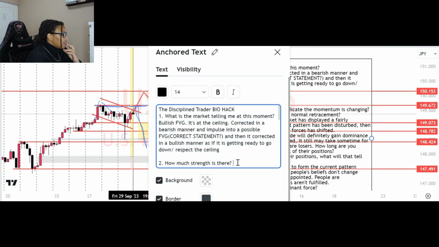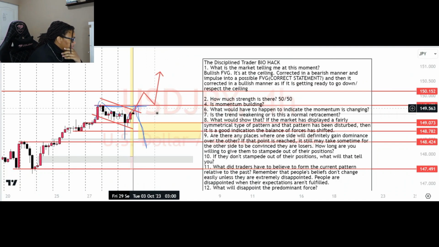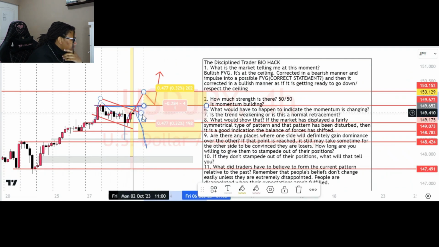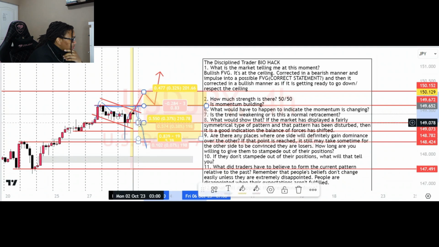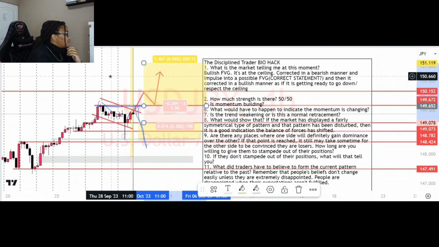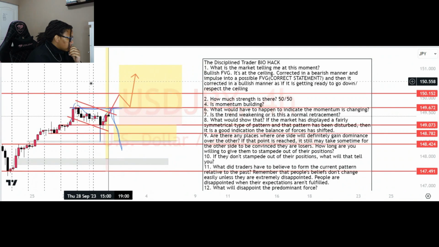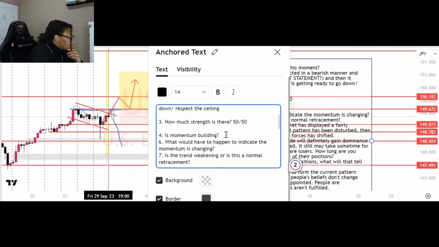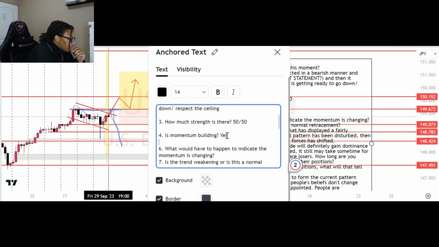So how much strength is there? Right now, I would say it's a 50-50 chance. Another reason why I'm saying it's a 50-50 chance is because right now, the market hasn't really broken to go up, right? If I take the break up, I will wait for the break, and then maybe put my stop loss there and have that area as my take profit. That's how I would enter the break. Number 4, is momentum building? I would say yes, momentum is building because it has not broken yet.